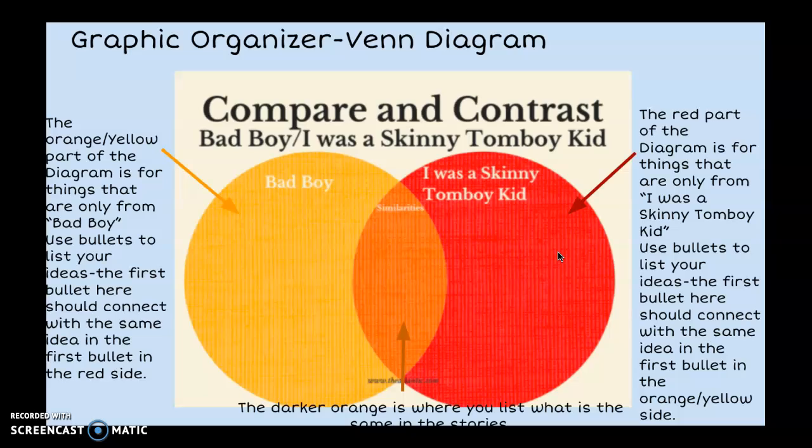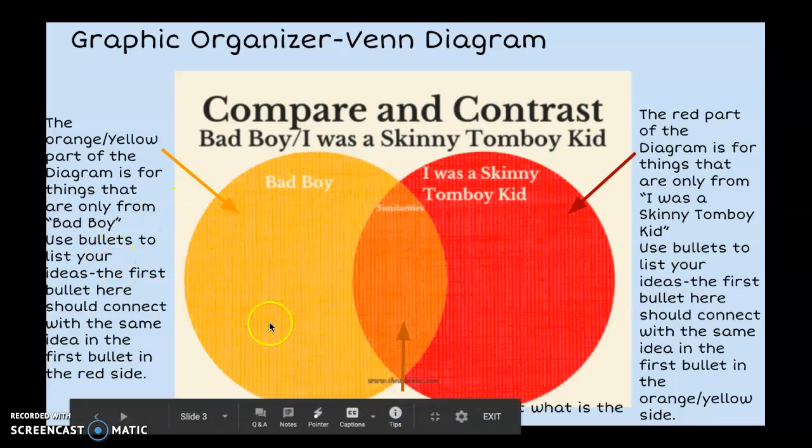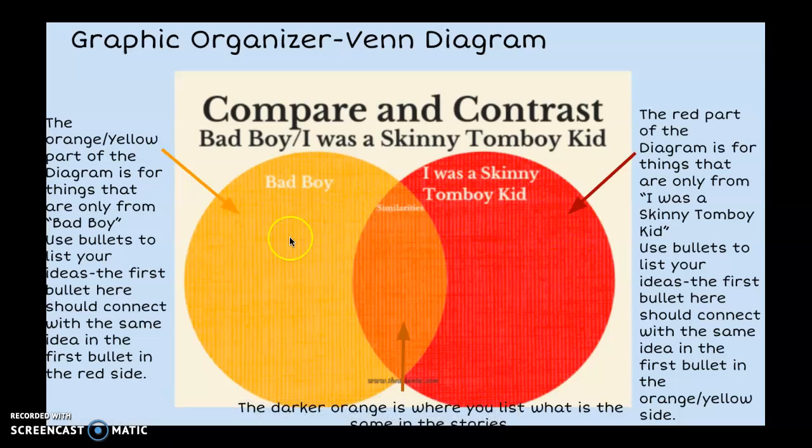And I have to keep pointing out, your first bullet on one side needs to kind of match or talk about the same idea from the first bullet on the other side. And then the second bullet on each side should kind of relate to each other. And as you go on, it needs to continue that way. You can have more bullets on one side than the other, but it's very important that you keep trying to keep your ideas connected and organized. You know, the first bullet to the first bullet, the second bullet to the second bullet.